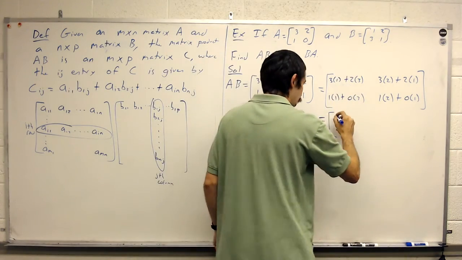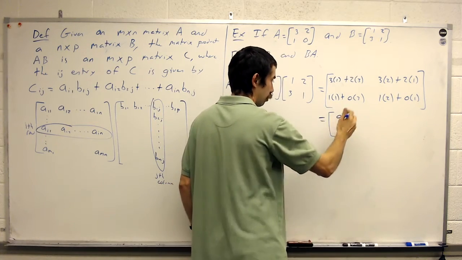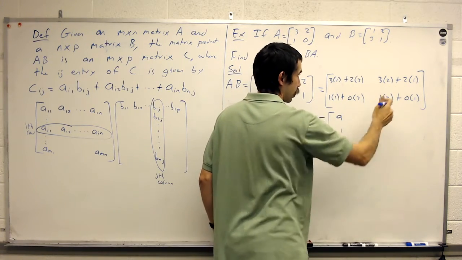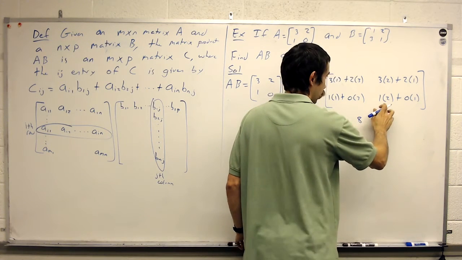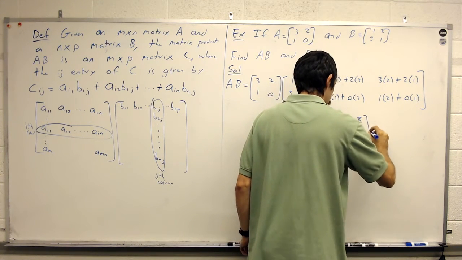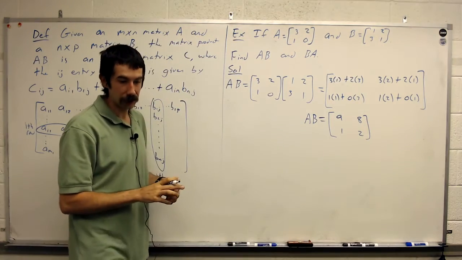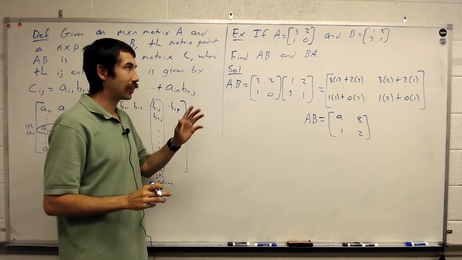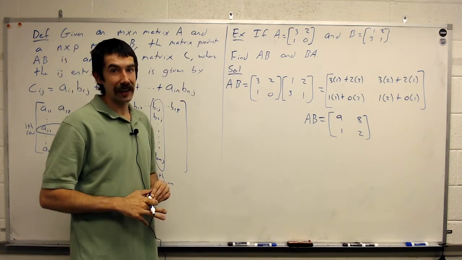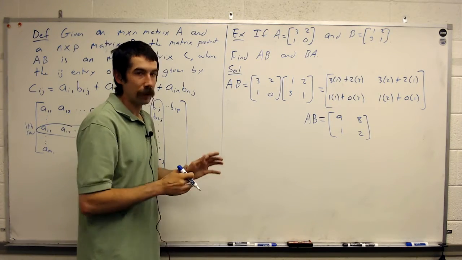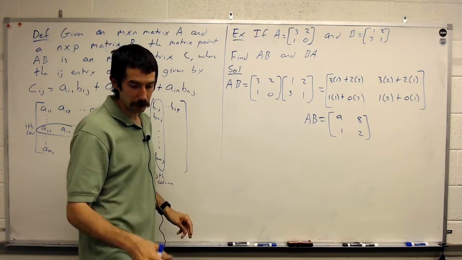3 plus 6 is 9. 1 plus 0 is 1. 6 plus 2 is 8. And 2 plus 0 is 2. That's the matrix AB. All right, so now let's try to do BA. And now that you've seen me do the first one, pause the video, try to do the next one on your own.